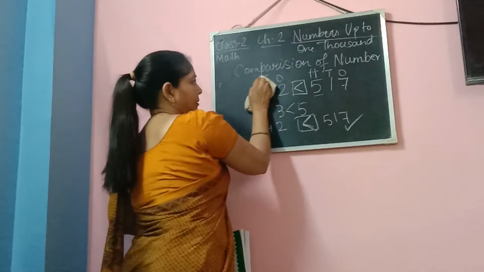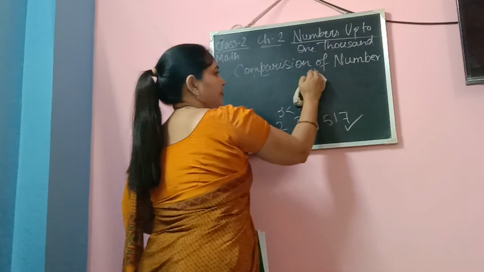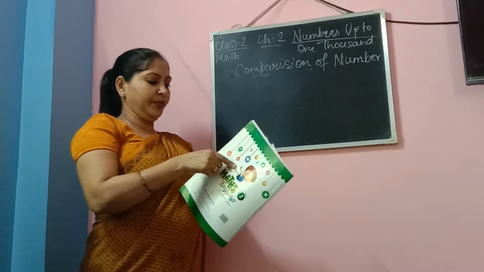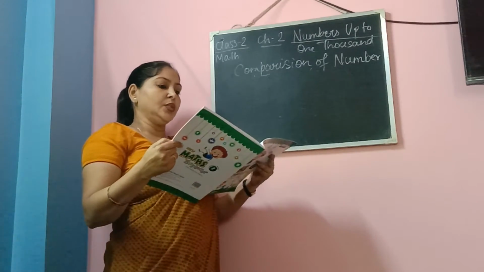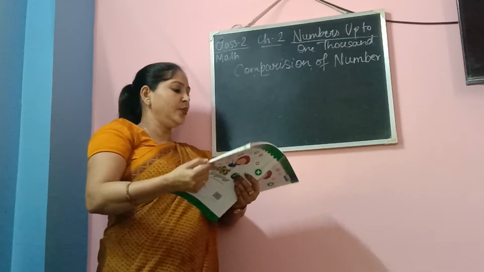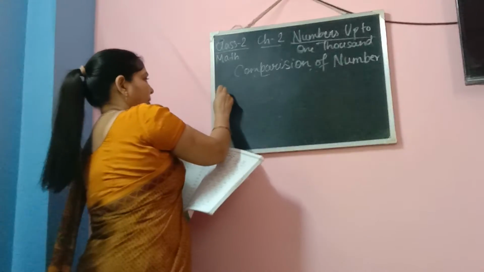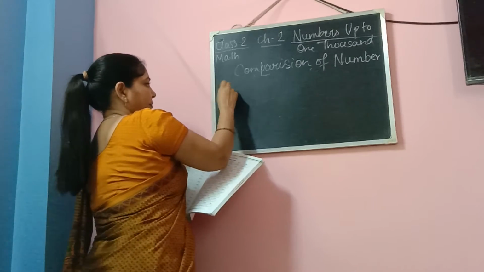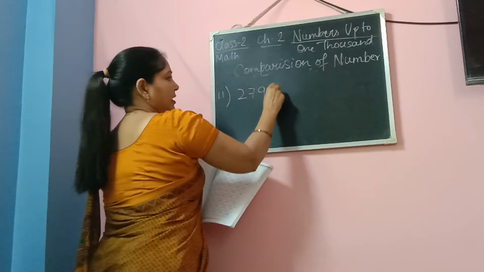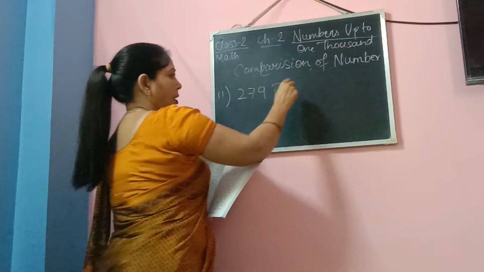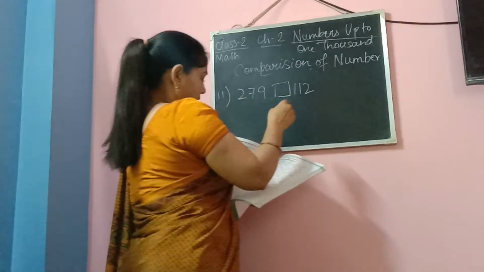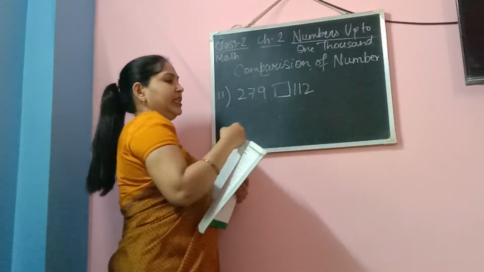Let's take some more examples. From the book only, we will take one example which is given on page number 34. On page number 34, you can see the first one is done for you. Now we'll do the second one, number 2. The number is 279, then a box, 112. Okay. So we will compare between these two numbers.